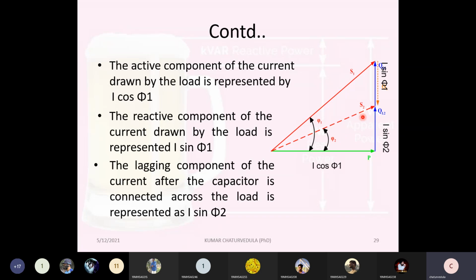The earlier diagram which you have seen is called the impedance diagram. So we are showing it like this. This is the latest. Phi 2 is the angle which is reduced, by which the power factor is improved.